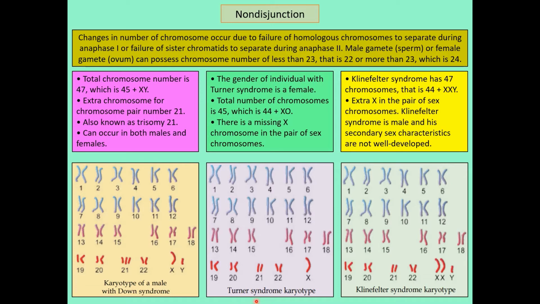The gender of an individual with Turner syndrome is female. The total number of chromosomes is 45. There is a missing X chromosome in the pair of sex chromosomes here. And Klinefelter syndrome has 47 chromosomes. There is an extra X in the pair of sex chromosomes here. So Klinefelter syndrome is a male and his secondary sex characteristics are not well developed.